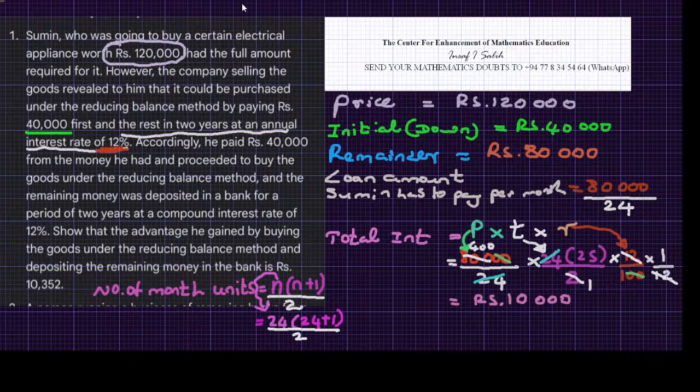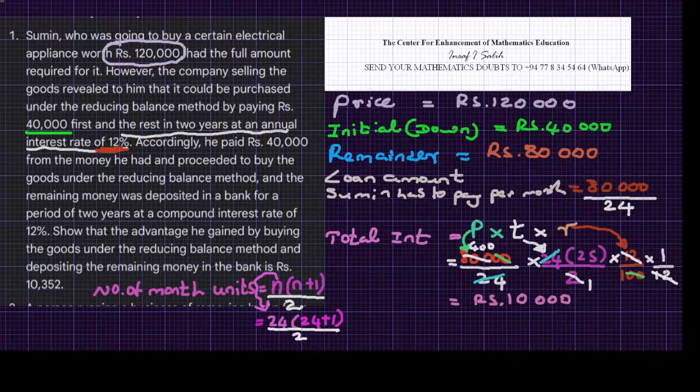Right. But in the question they are not asking us to find the total amount he has to pay. That's not the requirement. What they are asking is something else. So let's go further. This is the first step. As the first step, we calculated the interest Sumin has to pay under the hire purchase scheme. What is the interest he has to pay? 10,000 bucks.